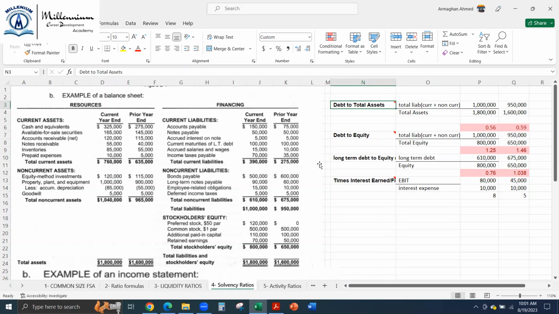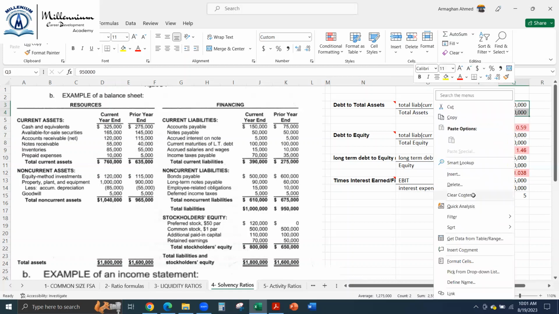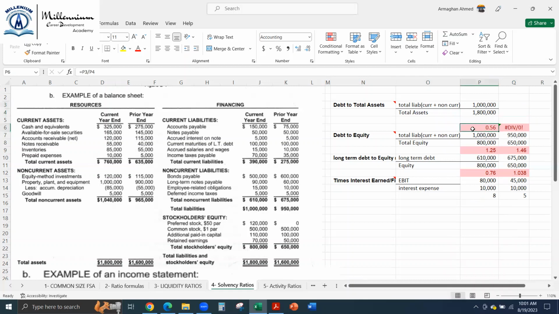If you see, total liability means current plus non-current, so obviously it will include all of them. So 1 million divided by total assets. Total assets, you can see, are 1.8 million. Either you take it from the asset side or from the liability and equity side, it will be the same. So 1 million divided by 1.8 million will become how much? 56%.